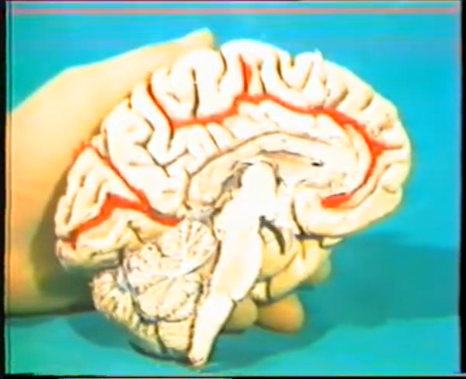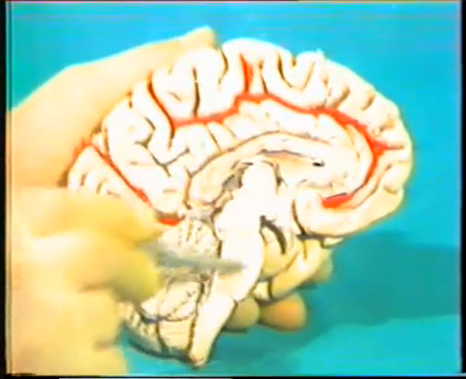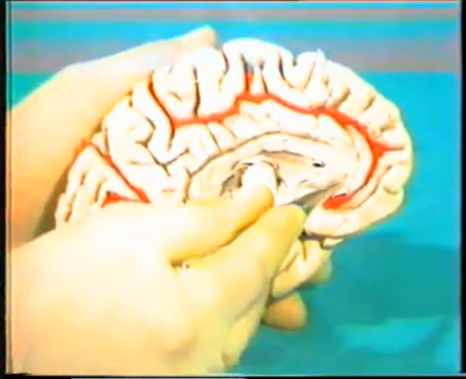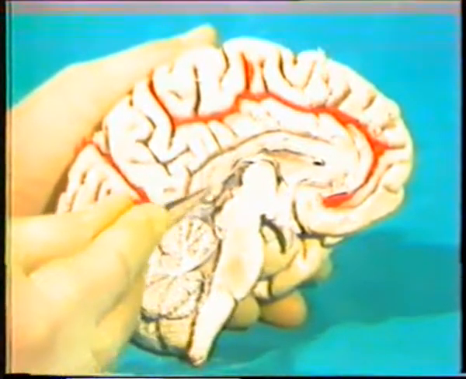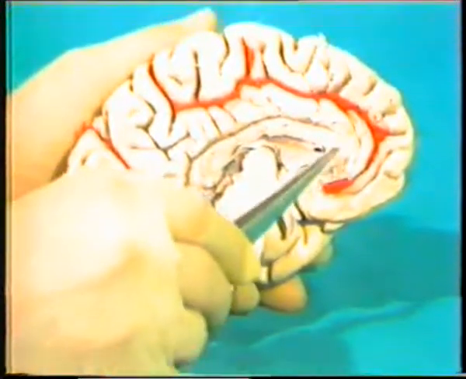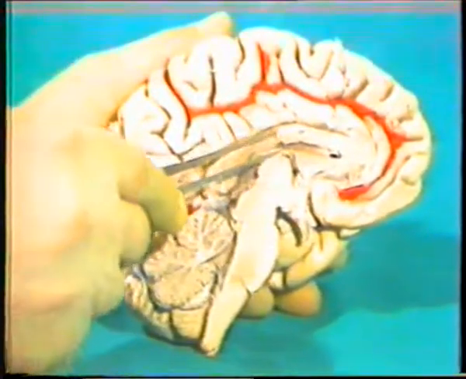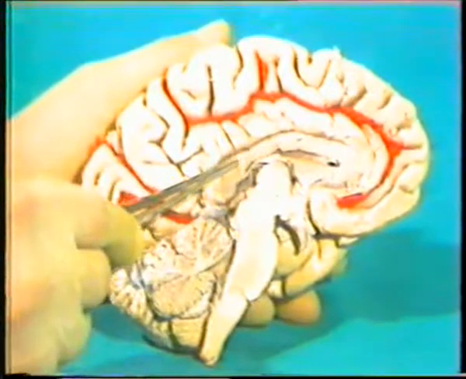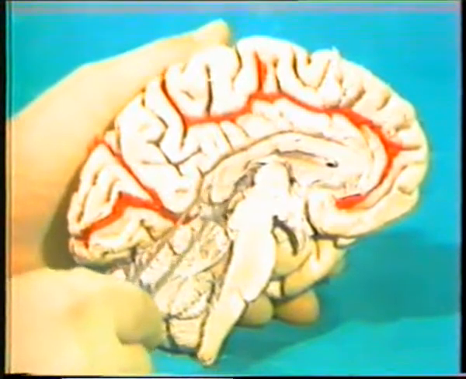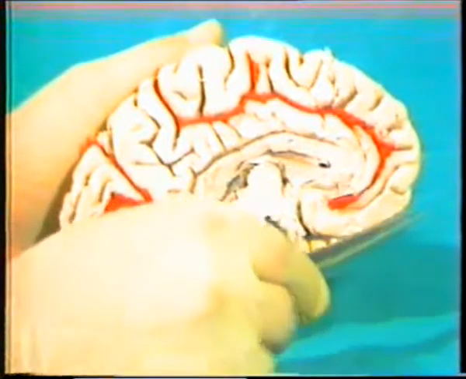Now let us move to the medial surface of the hemisphere. The medial surface is demarcated by the corpus callosum, which appears in cut section as a curved mass of white fibers having a genu anteriorly, a trunk, and splenium posteriorly. The distance between the splenium and the occipital pole is longer than the distance between the genu and the frontal pole.